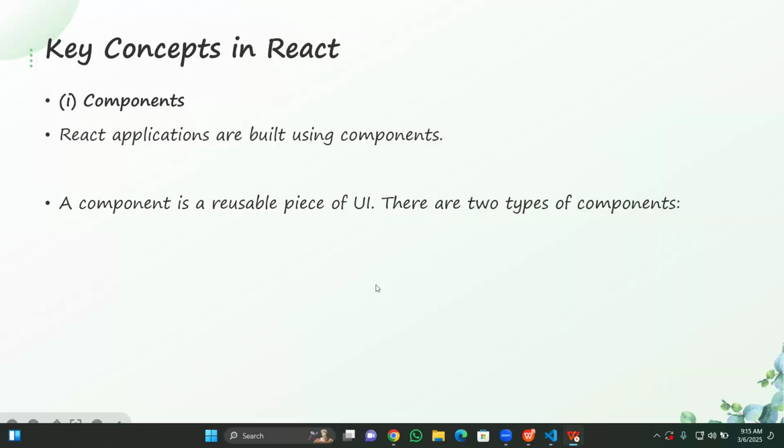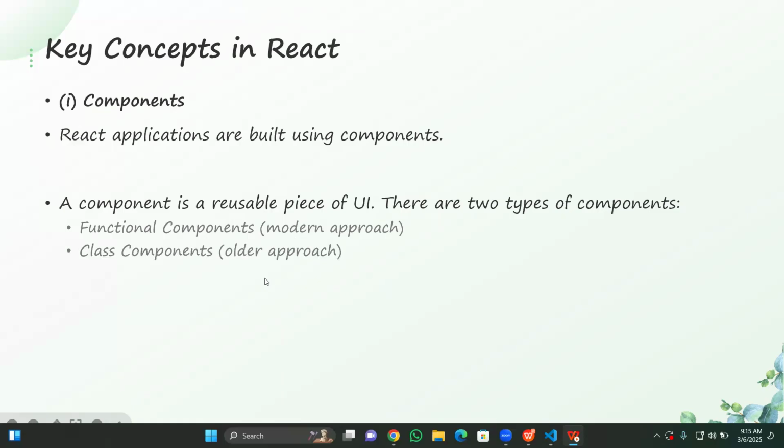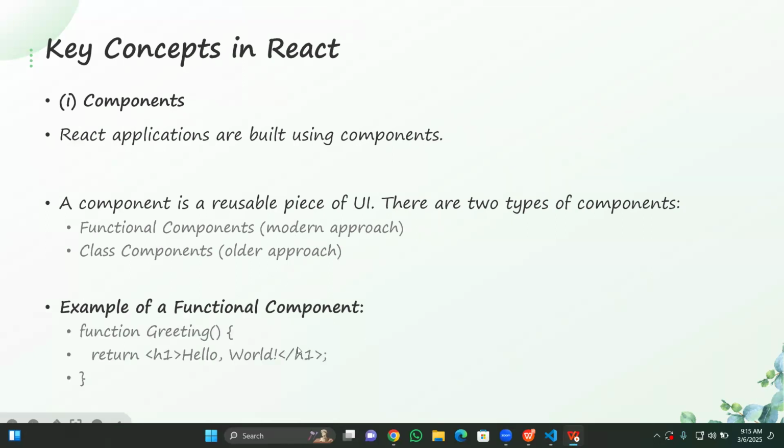All right, so we have two types of components. We have the functional components, which is the modern approach, and we have the class components. So we are going to be teaching you the two of them. We'll first of all start with the class component, and then we'll show you the functional component, okay? So an example of a functional component is something like this, all right? A functional component is actually a JavaScript function. There's nothing much to it. It's a JavaScript function.